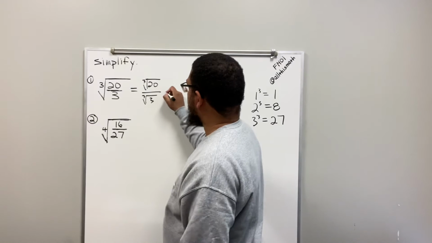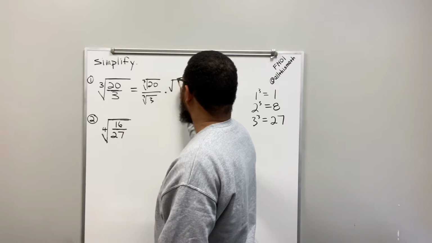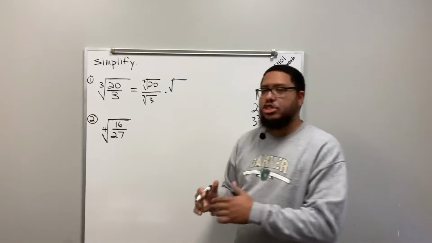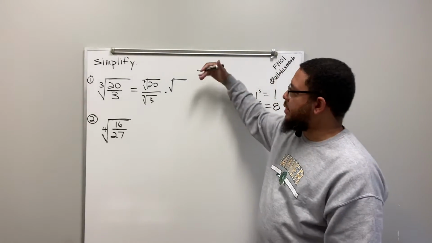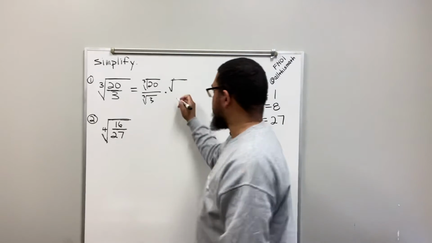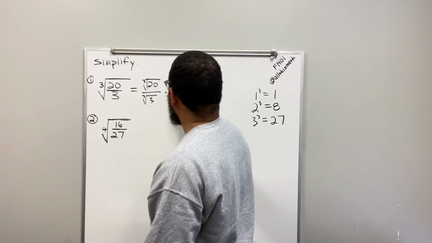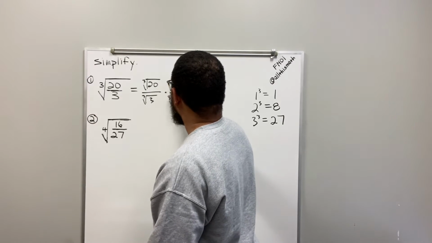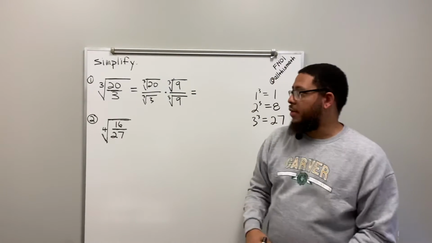So this is what I'm going to do. Check this out. I'm going to multiply by a fraction that is equivalent to 1. And a fraction is equivalent to 1 when you got the same expression in your numerator as in your denominator. So watch this. And that's going to be 9. Boom. 9.